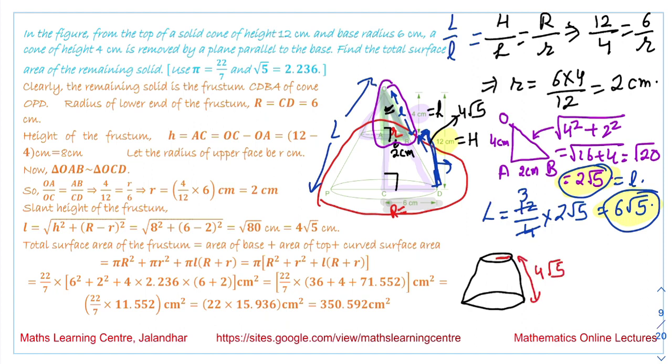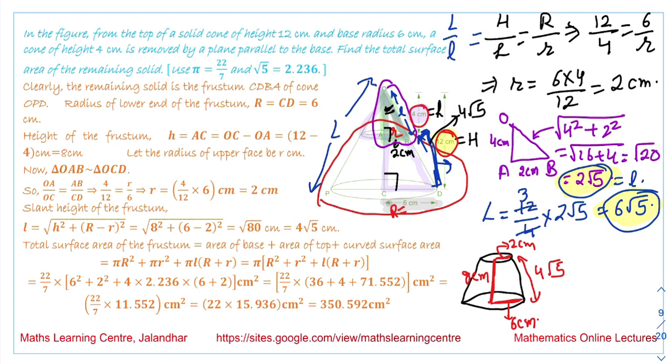The radius over here is 2 centimeter. The radius over here is 6 centimeter, and the height over here is equal to the difference of these two values, 12 minus 4, that is equal to 8 centimeters.